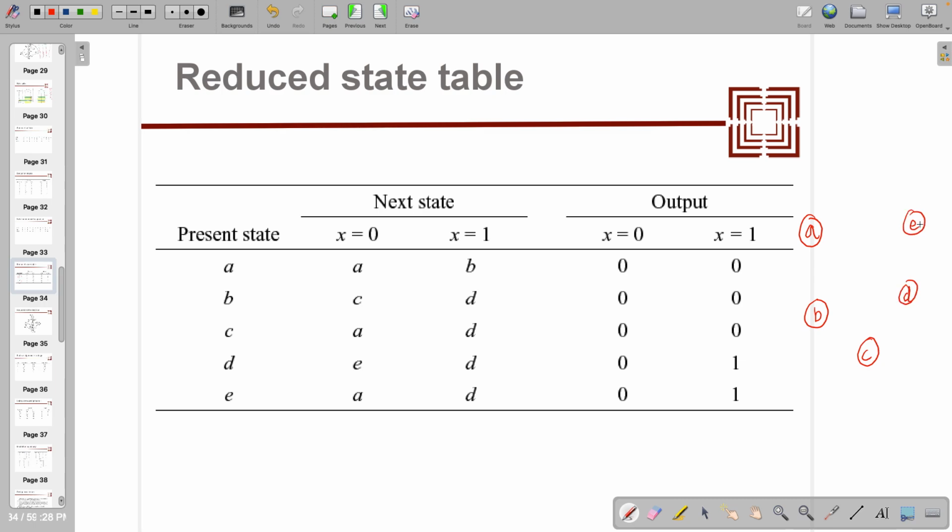Okay. So in this case, if present state is A, next state is A, and input and output are 0 0, right?